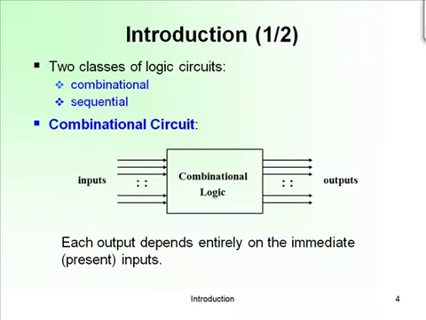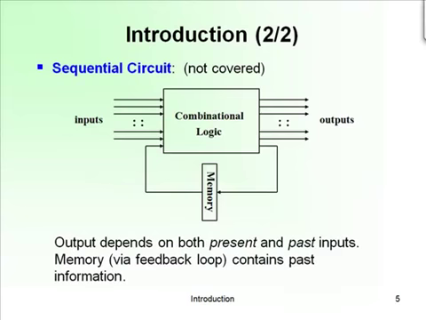So we have two classes of logic circuits. One is the combinational. Essentially, all this means is that all the outputs depend entirely on immediately present inputs. There is a second one called sequential, and we won't cover this in the class. The only difference being that it depends on both present and past inputs, usually using a memory feedback loop. So you can imagine in this black box you have inputs, outputs, and then somehow this memory of what happened comes back in as an input later.